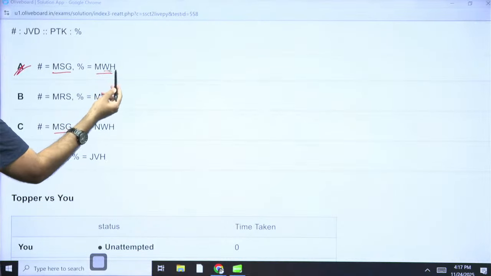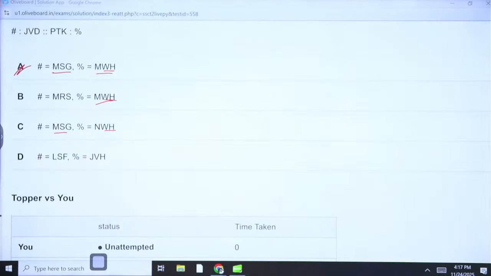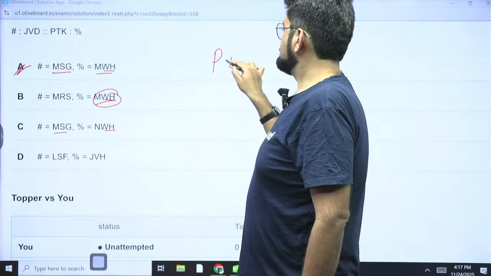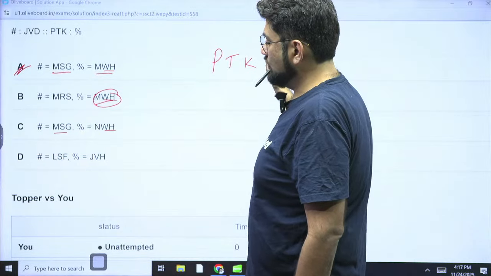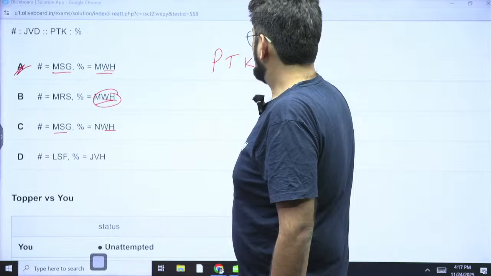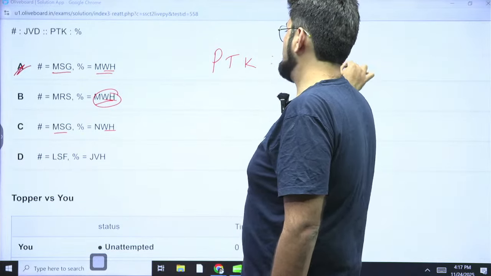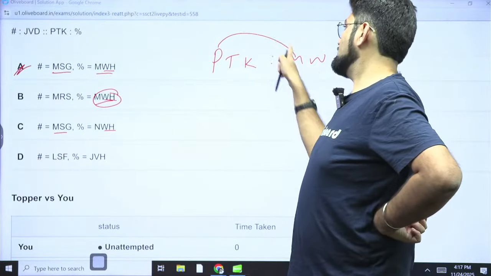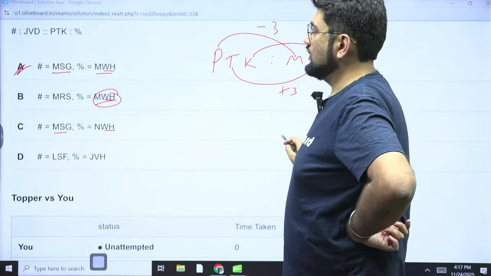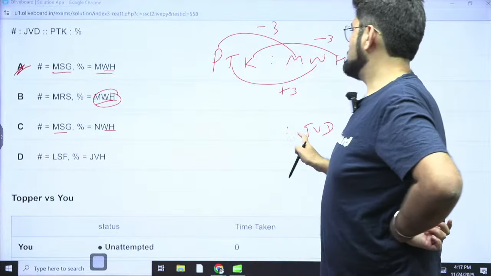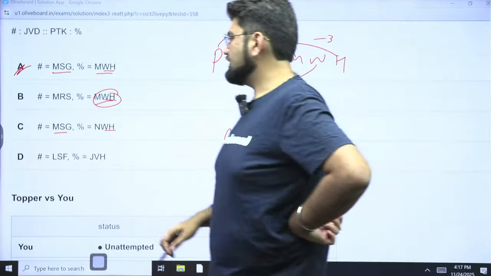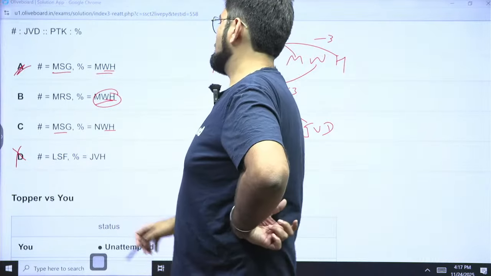Why? Because we have WH 3 times. So let's pick up MWH fully only. So we'll have PTK. Or let's pick up WH, that gives us a better picture, don't you think? Okay, PTK, MWH. If we pick that, what do we get? So 16 minus 3, 20, 23 plus 3, 11, 8 minus 3. So now we'll look for JVD. JVD minus 3 means J plus 3 is 13. We start with M, so this is gone. Okay.